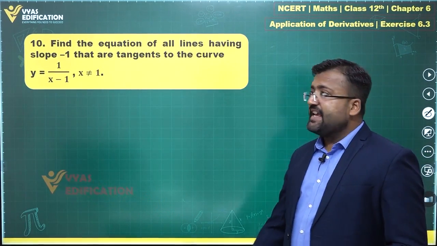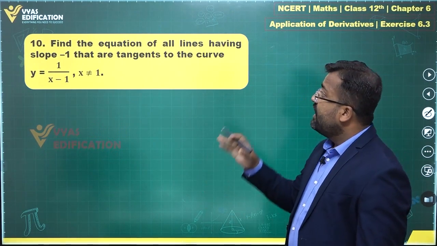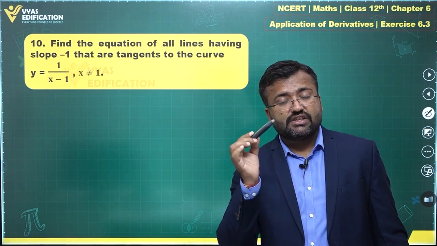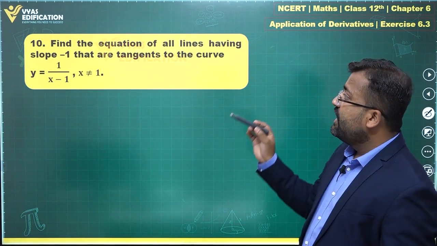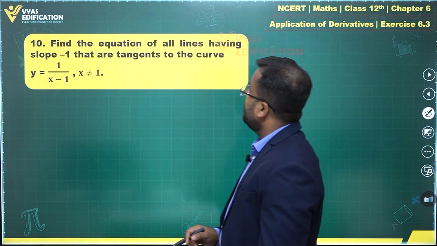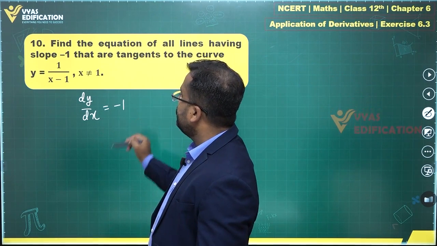Question number 10 says, find the equation of all lines having slope −1 that are tangents to the curve this. Now we are interested in all of those lines. First we are supposed to find the equations of lines for which the slope is −1. So dy/dx is given to be −1.